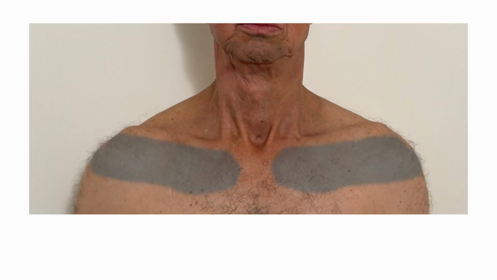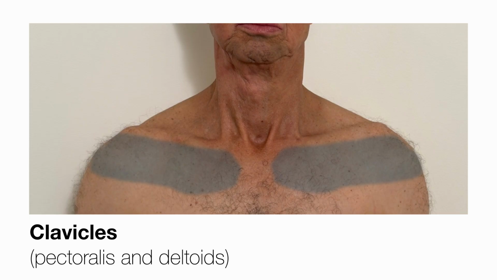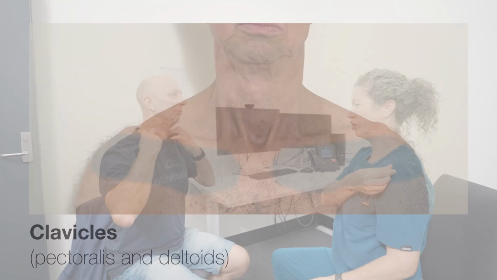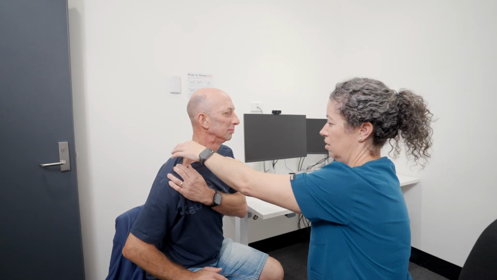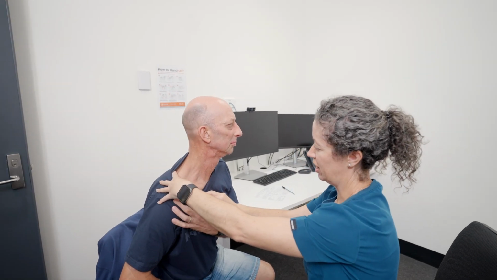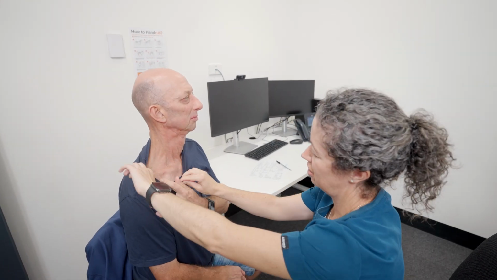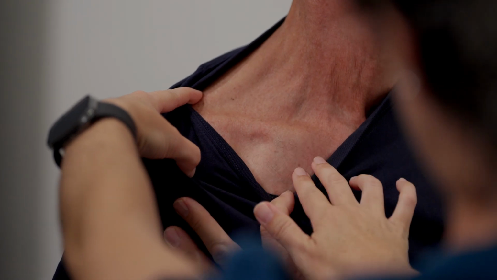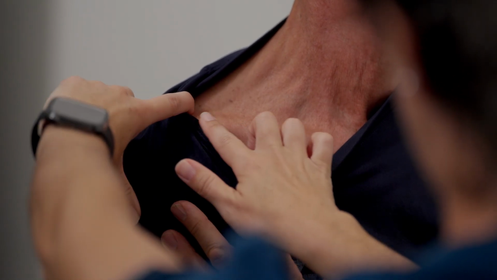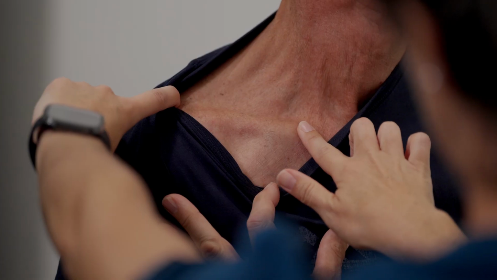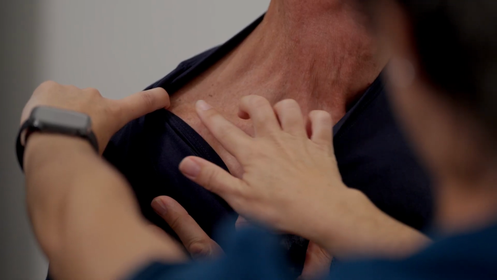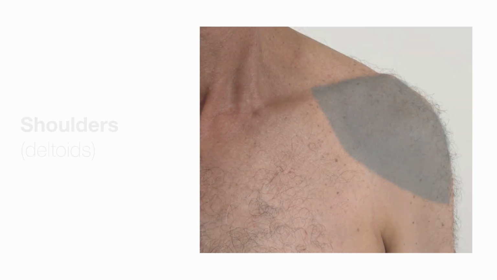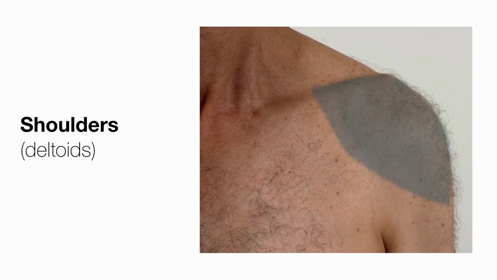Next, assess the muscles at the clavicles, that is pectoralis and deltoids. Look for muscle cover below the clavicle and assess accordingly. The clavicle should not be prominently visible in a well-nourished person. It can sometimes be slightly visible in a well-nourished female, but shouldn't protrude. If the clavicle is more prominent, it can indicate muscle deficit. Next, assess the shoulders or deltoids. Ask the patient to stand facing you with their arms by their side.